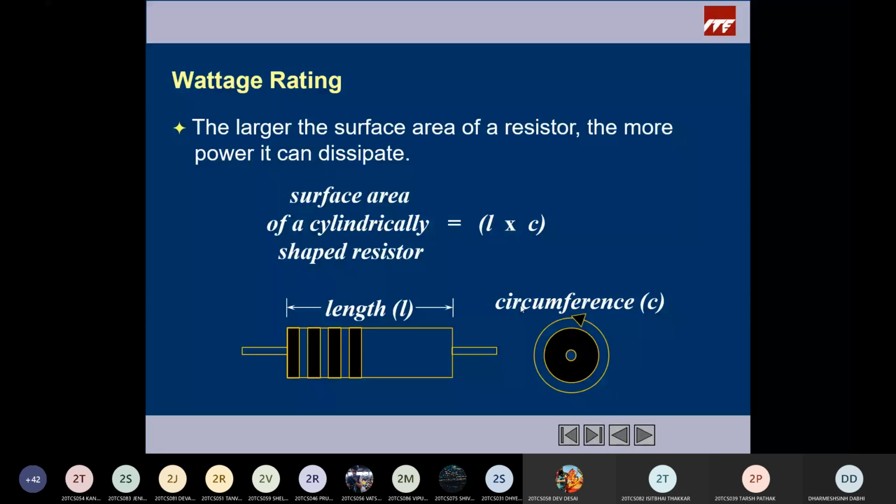Then, as we know, if the area of the resistance is large, it can dissipate more power. So what is the area of this resistance? The area of the resistance is nothing but the length of the resistance multiplied by the circumference. So C is the circumference and L is the length. This indicates the area of your cylindrical resistors. So based on that, you can identify the wattage rating of this resistor.